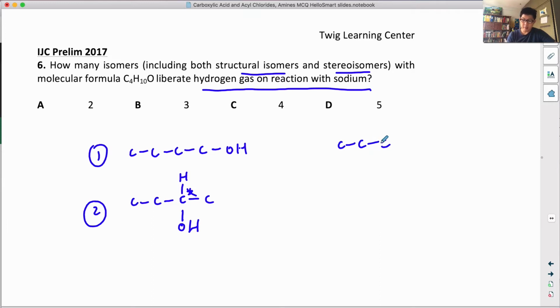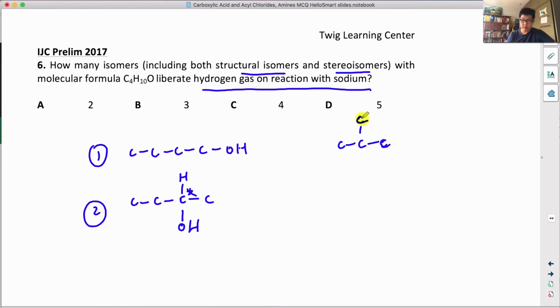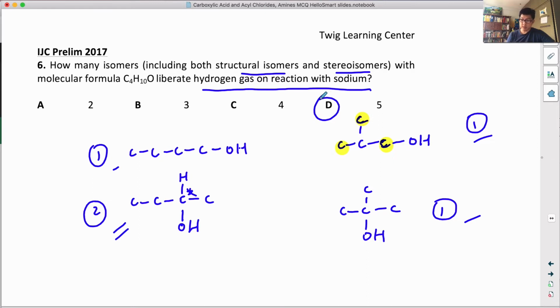The next one I'm going to draw would be a branched carbon chain. So 1, 2, 3 and the 4th. If you draw this compound, you notice you can put the OH on any of these carbon and it will still be the same compound. So I'm just going to put in the OH over here. There's no chiral center in this structure, so I put 1. The next one I can also draw is a branched hydrocarbon, but I'm going to put the OH over here, and this one doesn't have any chiral carbon, so 1 also. So work it out: 1, 2, 3, 4, 5. So this answer would be D. Alright, so that's how it's done.